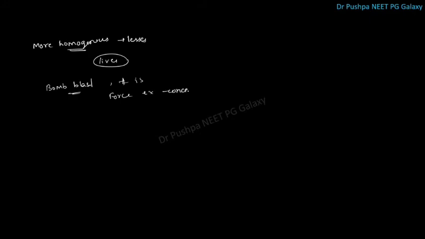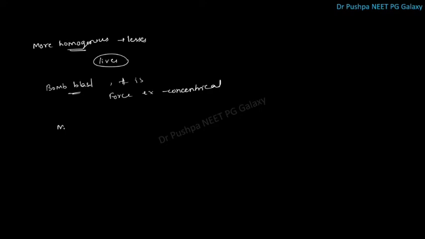The more homogeneous the structure, the lesser the injury. So what is the homogeneous structure in our body? That is the liver. So liver injury is less in case of blast injuries. So in case of bomb blast, fracture is not a specific feature and the force of explosion is concentrical.